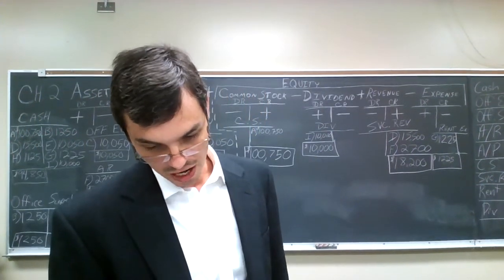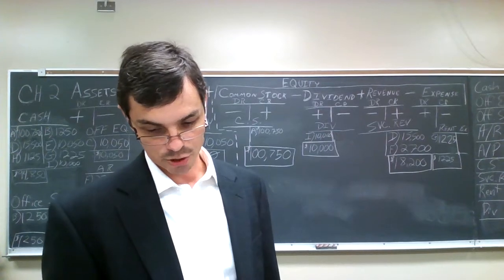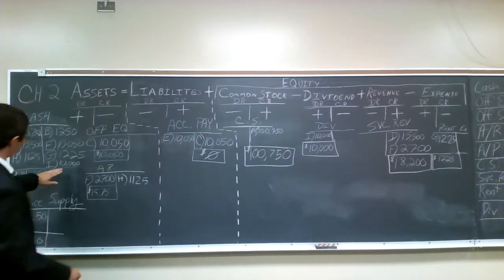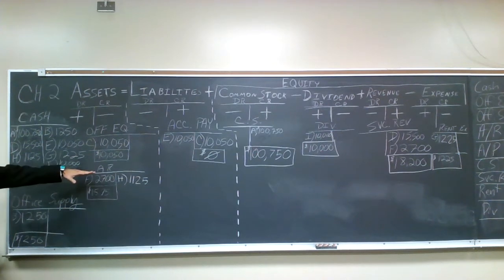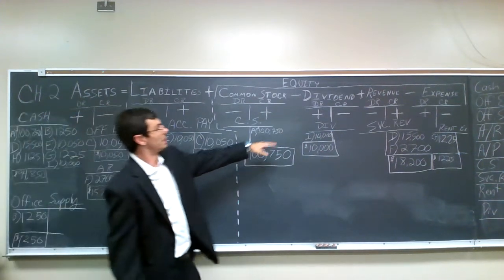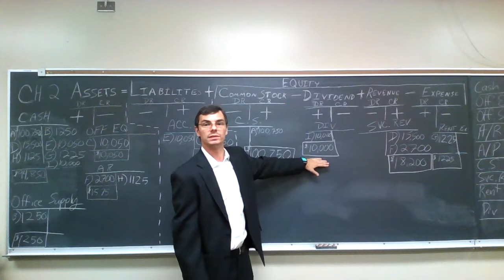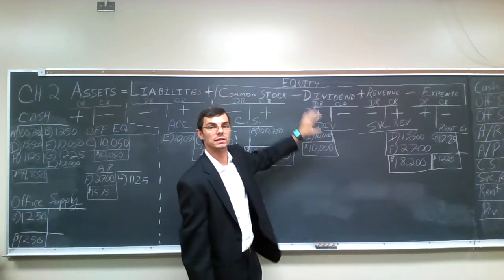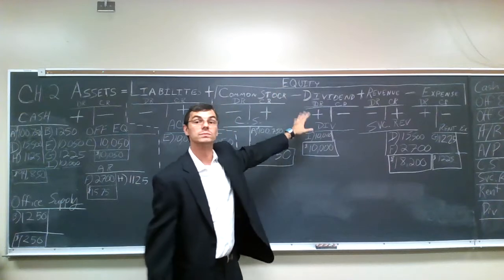And then finally, the company paid $10,000 cash in dividends to Spade, the sole shareholder. All right. $10,000 credit, cash going out. And then to dividends, $10,000 debit, representing a decrease in our equity because we have money leaving the company and going to the owner now.